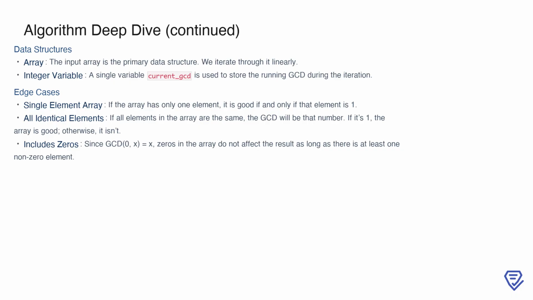Lastly, consider arrays that include zeros. Since the GCD of 0 and any non-zero number is the non-zero number itself, zeros in the array do not affect the result, provided there's at least one non-zero element to work with.